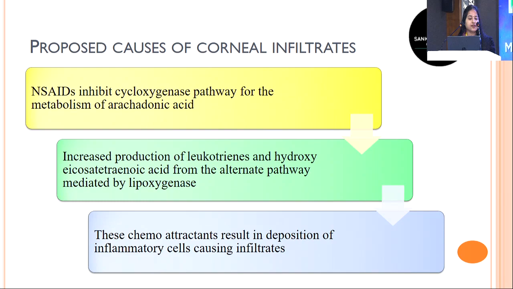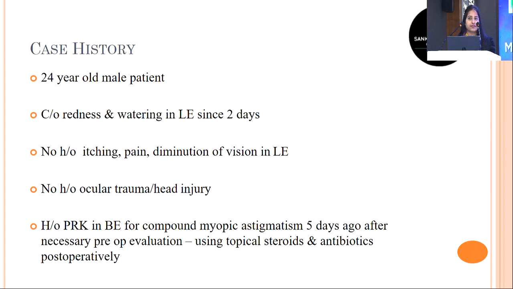The other theory was usage of NSAIDs. NSAIDs inhibit the cyclooxygenase pathway for the metabolism of arachidonic acid. This inhibition causes increased production of leukotrienes from the alternate pathway, which is mediated by lipoxygenase. So these chemoattractants result in deposition of inflammatory cells causing infiltrate. With this basic knowledge, let's discuss our case.